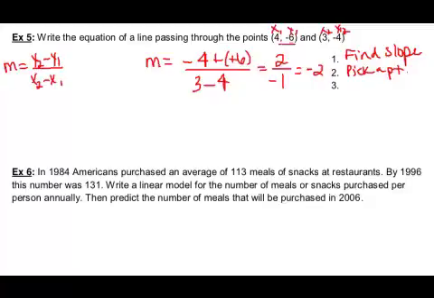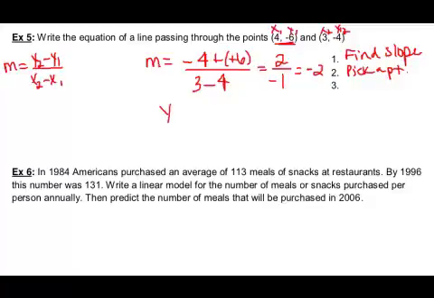I'm going to use the first point. If we had one point that had positives and one with negatives, I would choose the positive ones just because it's easier to work with positive numbers. But since they both have a negative coordinate, it really doesn't matter which one you choose. You'll end up with the same answer either way.